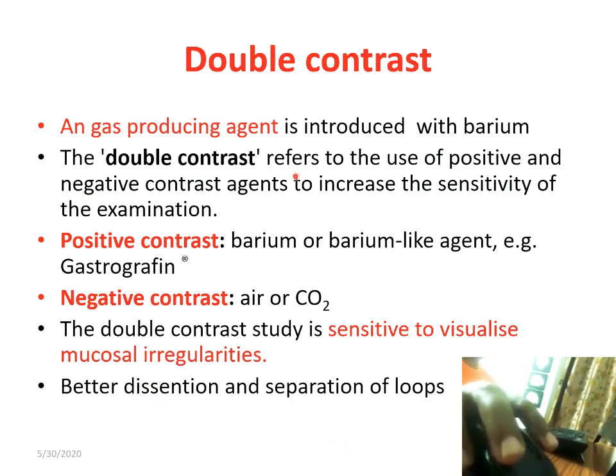Another thing is called double contrast barium examination. In double contrast, apart from the barium, a gas producing agent is introduced with the barium. So there are two contrasts: one is positive contrast and the other is negative contrast. Positive contrast is barium or a barium-like agent such as gastrografin. Negative contrast is air or carbon dioxide. The double contrast study is more sensitive for visualizing mucosal irregularities, and you can see better distension and separation of loops.